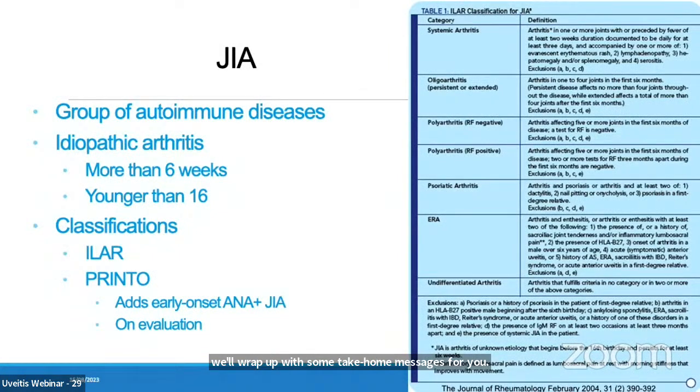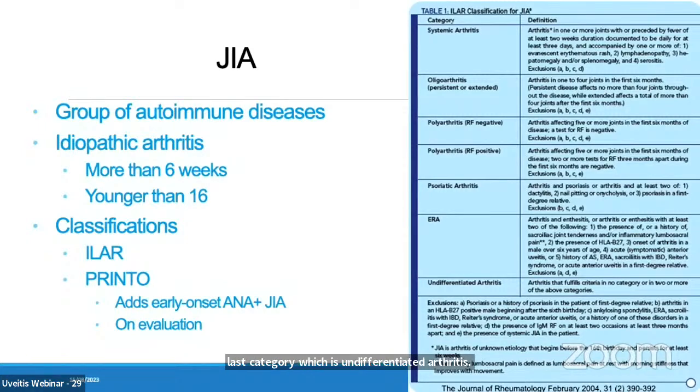As you know, juvenile idiopathic arthritis is a group of autoimmune diseases characterized by the presence of idiopathic arthritis that lasts longer than 6 weeks in patients younger than 16 years old. The most accepted classification is the one developed by the International League of Associations for Rheumatology that separates patients with juvenile idiopathic arthritis into 7 categories, which are systemic arthritis, oligoarthritis, polyarthritis that can be rheumatoid factor negative or rheumatoid factor positive, psoriatic arthritis, enthesitis-related arthritis that behaves very much like HLA-B27 positive conditions, and finally, those who cannot be classified in any of these categories are set in the last category, which is undifferentiated arthritis.